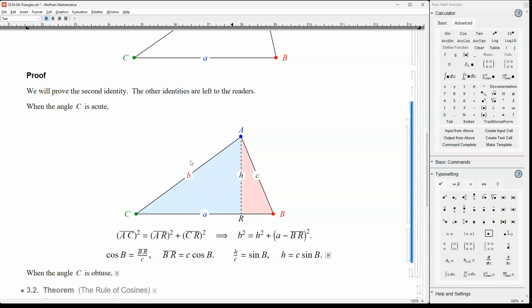So let's look at this blue right triangle. AC, the hypotenuse squared, is AR, vertical squared, plus CR, horizontal squared. So b squared is h squared, the vertical squared, plus, instead of CR, the entire BC, which is a, minus BR, this one. Alright?